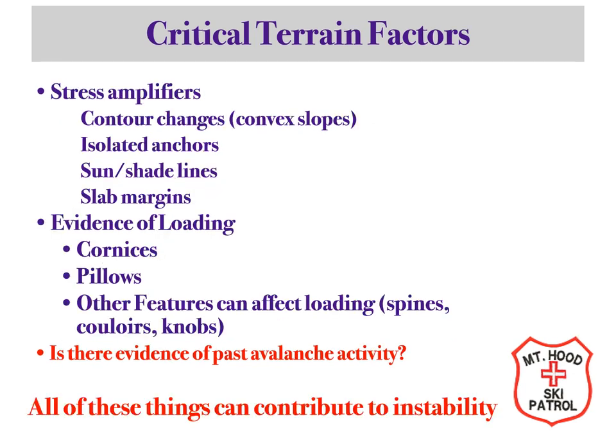As we've seen in past discussions, certain topography can act as stress amplifiers. Convex slopes, isolated rock outcroppings or trees, and sun and shade lines are all weak points that could fracture and release. Are there any of these on the terrain we're traveling? Where are they in relation to our route of travel? Evidence of rapid loading should also be noted. Cornices, lee slopes, and increasing wind-aided deposition can all rapidly load a slope. All of the items we've discussed can contribute to instability.